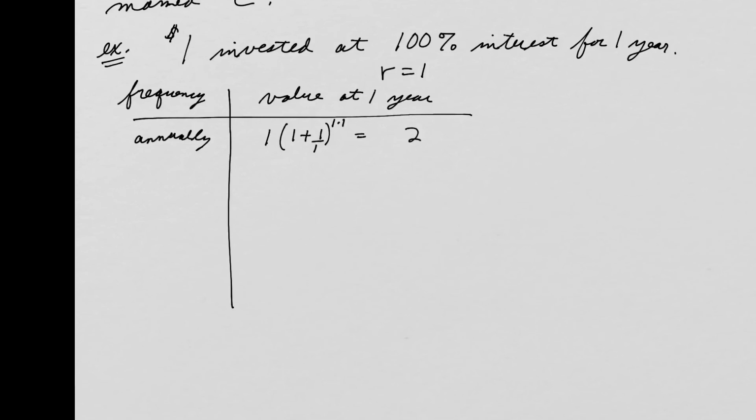I'll leave it in terms of money, so $2. Semi-annually. What's the difference? The only thing that changes is K, which is now 2. And if you work that out, it's going to be $2.25.